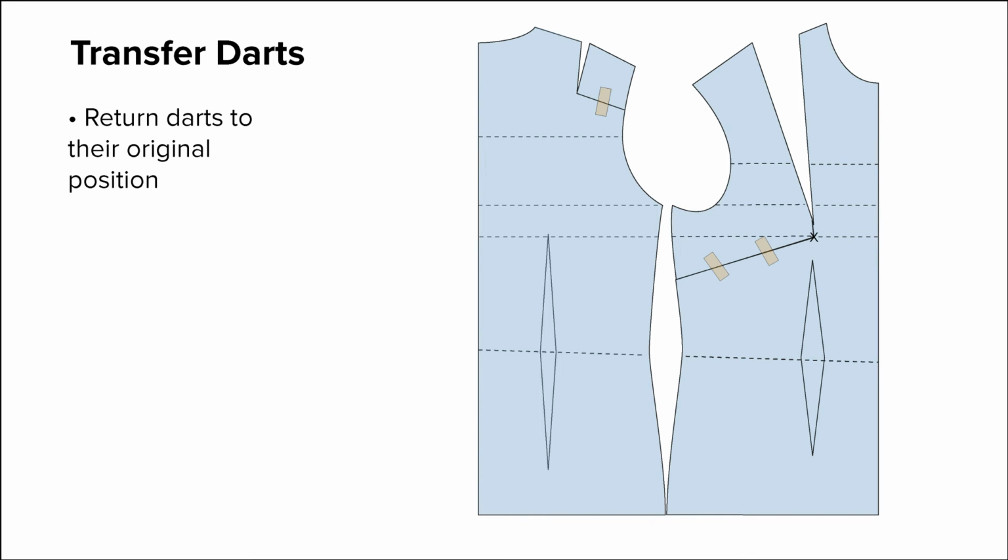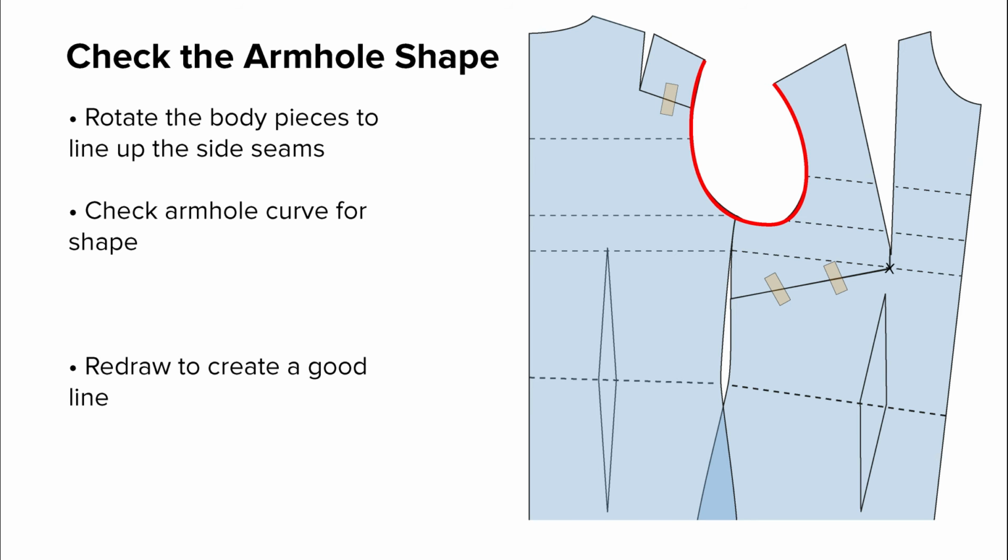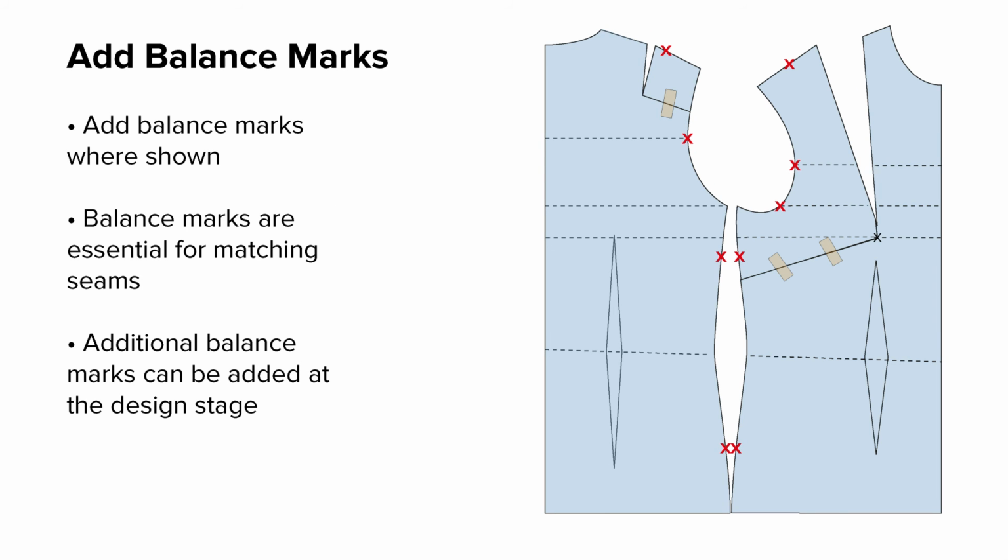Transfer the darts. Return both darts to their original position. Check the armhole shape. Rotate the pieces to line up the side seams. Redraw lines to correct armhole shape if necessary. Add balance marks. Balance marks are essential for matching seams and can be placed on construction lines and wherever else you think it is appropriate.